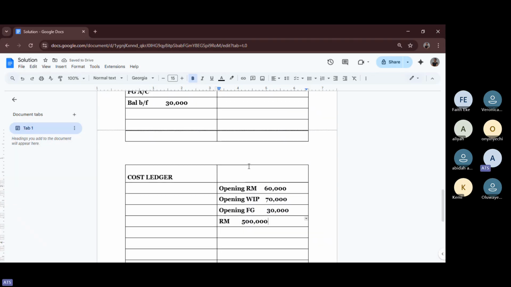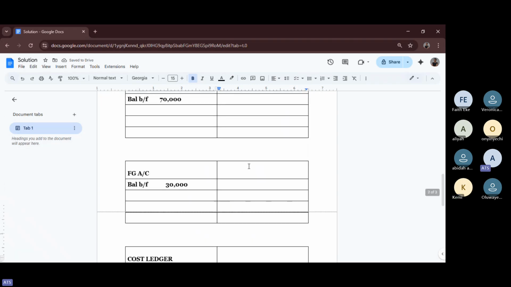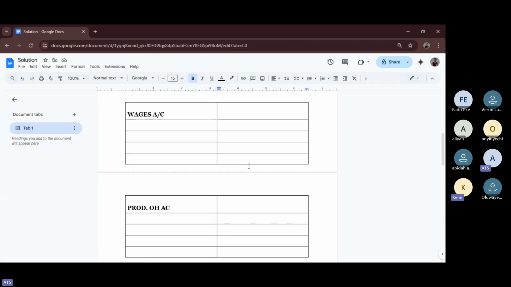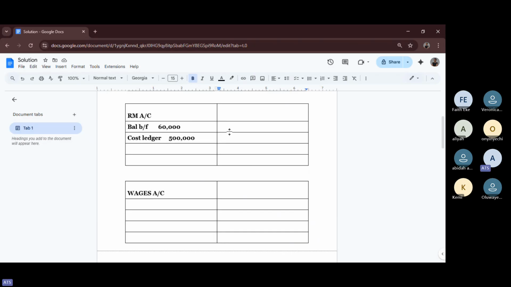Then the next entry, the materials returned to supplier. So we have to reverse the transaction, right? Yes, ma'am. 50,000. So credit raw material, debit cost ledger. 50,000.